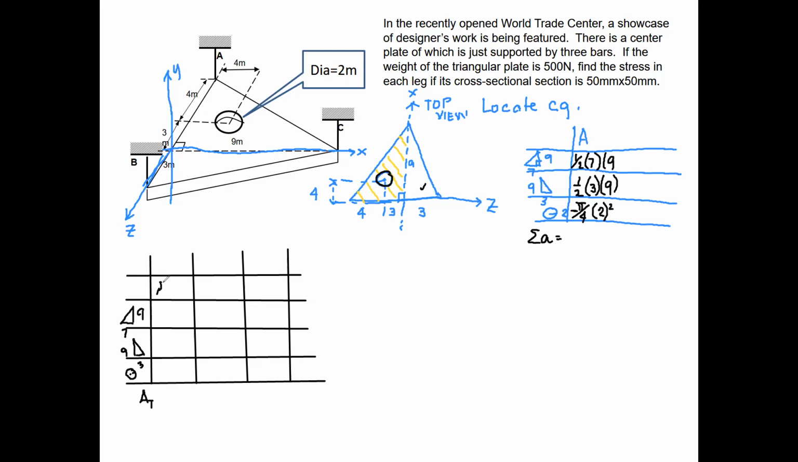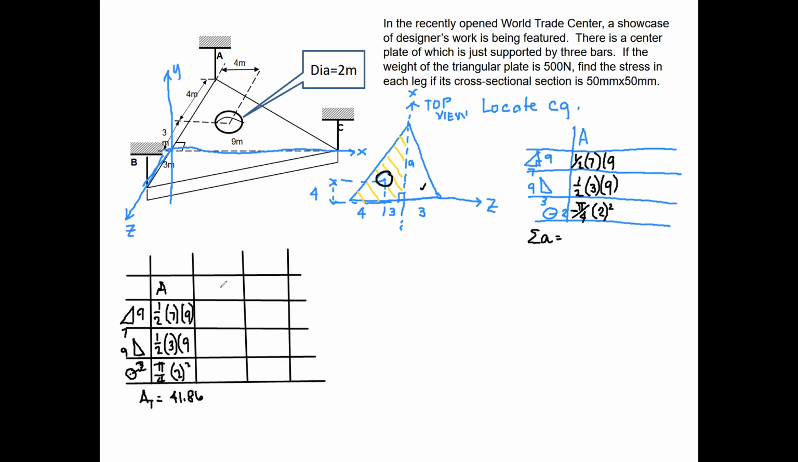The area po is 41.86 po. 51.86. So this is 1/2, base is 7, height is 9. So 1/2, base is 3, height is 9. And this is pi over 4, ang diameter 2. Okay, so you were able to get the total area.